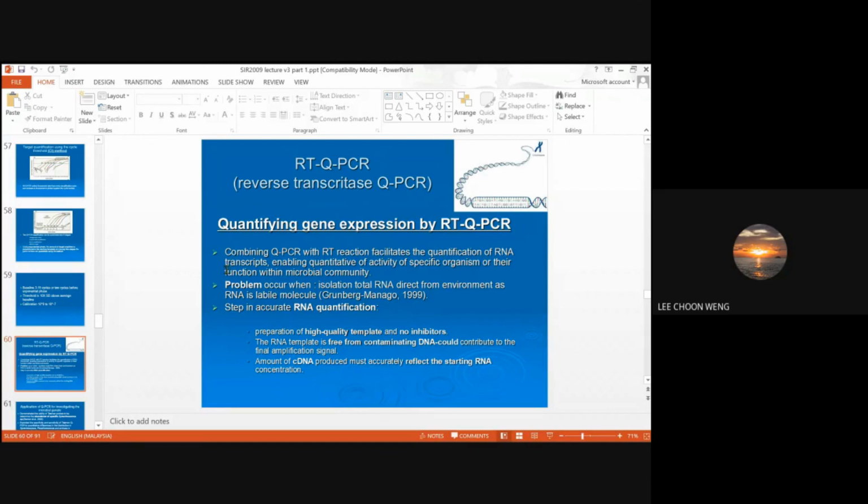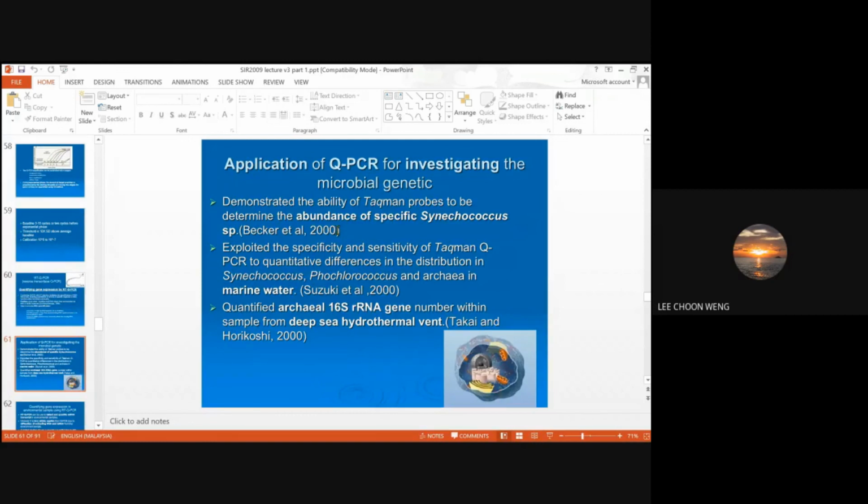The RT-PCR approach has also been used in many environmental studies. They are able to determine the abundance of specific Synechococcus species in the sea using the TaqMan probe. You can also study the different types of bacteria in the sea, Synechococcus, Prochlorococcus, and archaea. You can also study deep sea hydrothermal vents. There are more and more applications of qPCR to study the types of genes being actively transcribed in the microbial community.